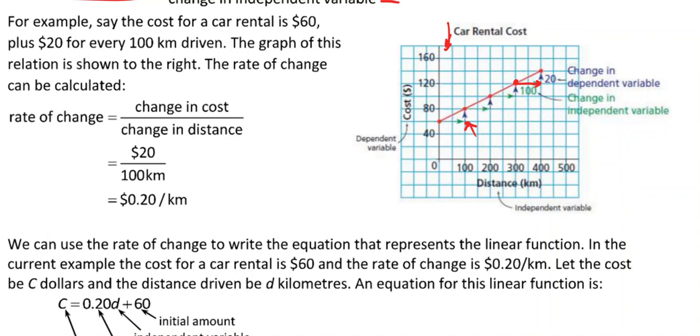And your units should matter here too. You've got $20 over 100 kilometers. So my answer should be in dollars. That's 0.2 dollars per kilometer, right? Your units will still work out.